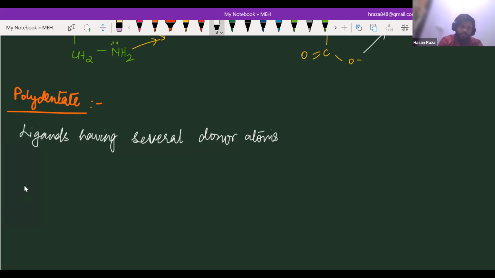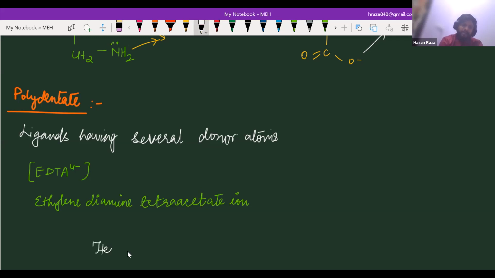For example, the most famous is EDTA 4 minus. Its name is ethylenediaminetetraacetate ion. It is basically hexadentate, which means alone it can form 6 coordinate bonds.